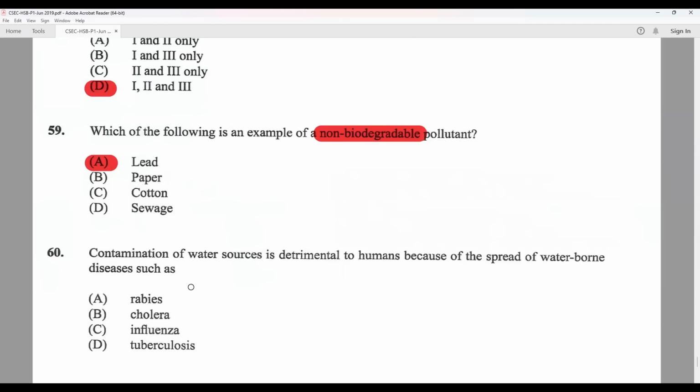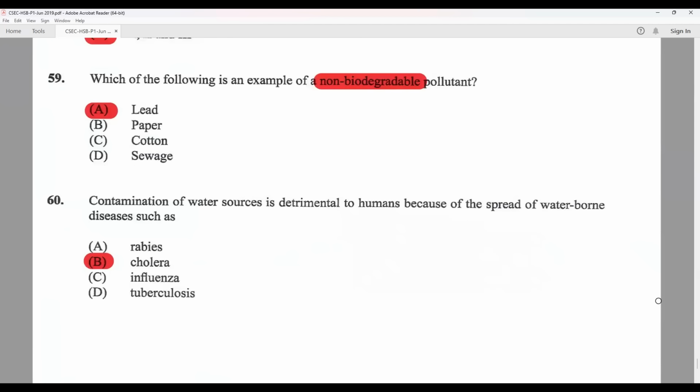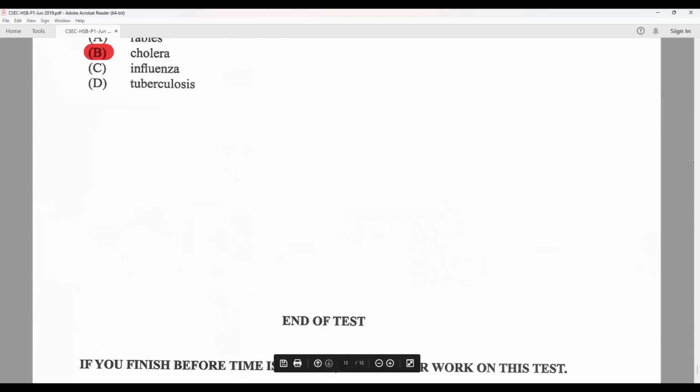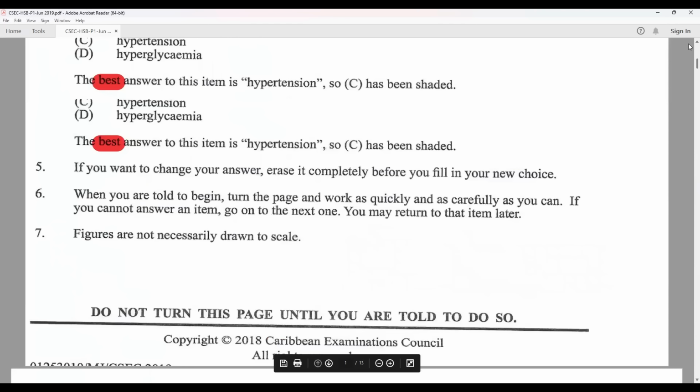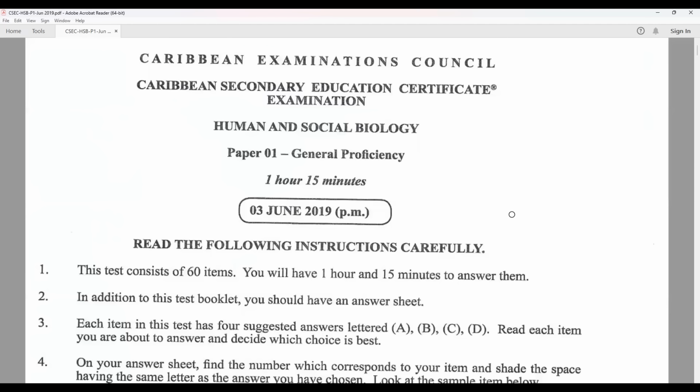And question 60, contamination of water sources is detrimental to humans because of the spread of waterborne diseases such as rabies, cholera, influenza, tuberculosis. Tuberculosis jumps out. This brings us to the end of this paper, which is the June 2019 paper 1 for human and social biology.